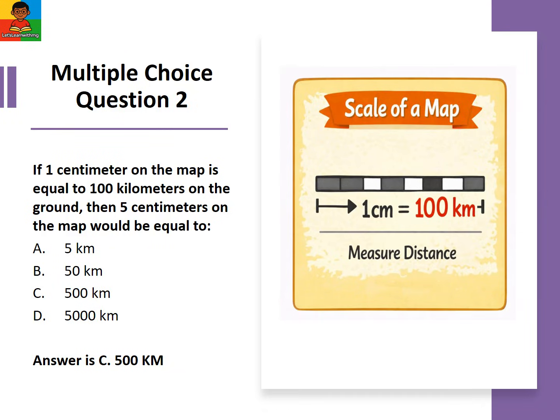Multiple choice question 2. If 1 centimeter on the map is equal to 100 kilometers on the ground, then 5 centimeters on the map would be equal to A. 5 kilometers, B. 50 kilometers, C. 500 kilometers, D. 5,000 kilometers. The correct answer is C. 500 kilometers.